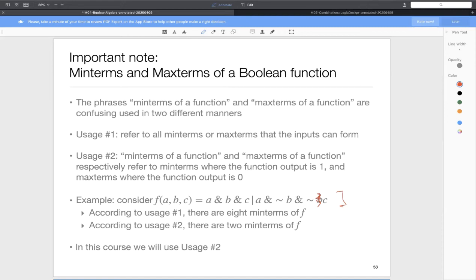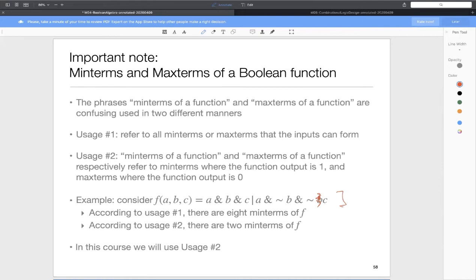Yeah, scratch that B. So according to usage 1, how many min terms does this function have? Well, it has 3 inputs, so it has 8 min terms. On the other hand, according to usage number 2, how many min terms does it have? Well, there are 2 possible min terms where the function takes a value 1 because it's an ORing of 2 min terms. So in which case we will say it has 2 min terms.